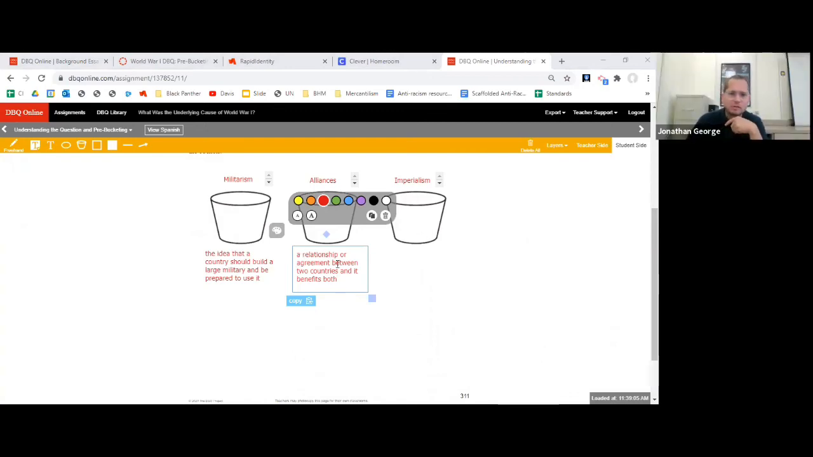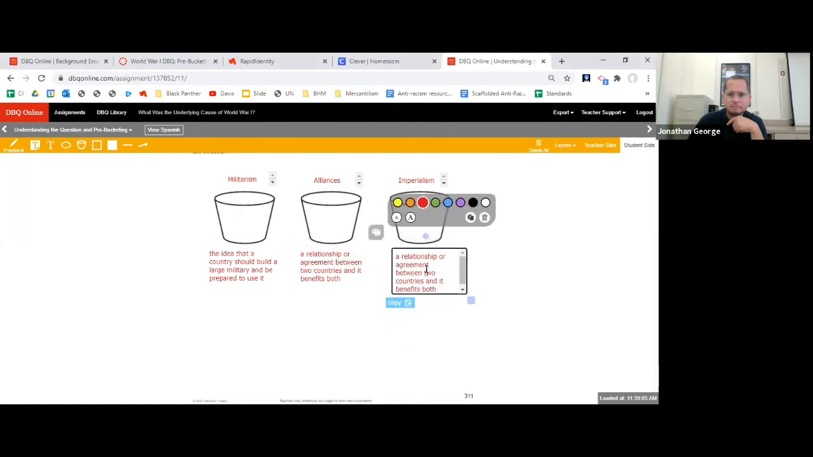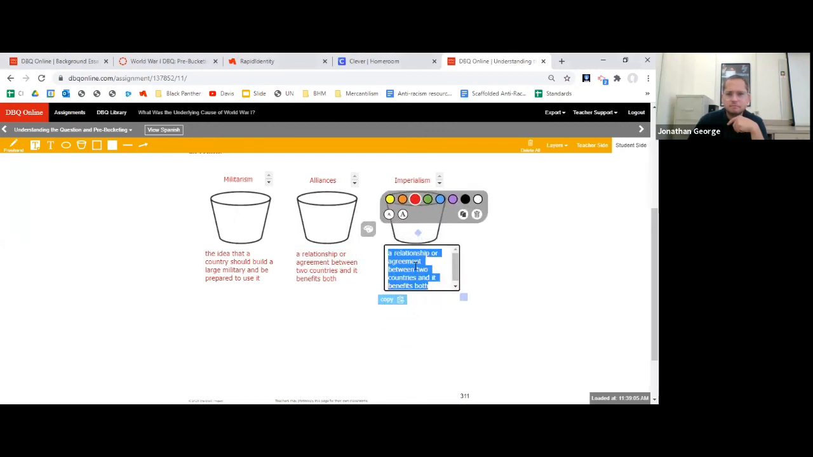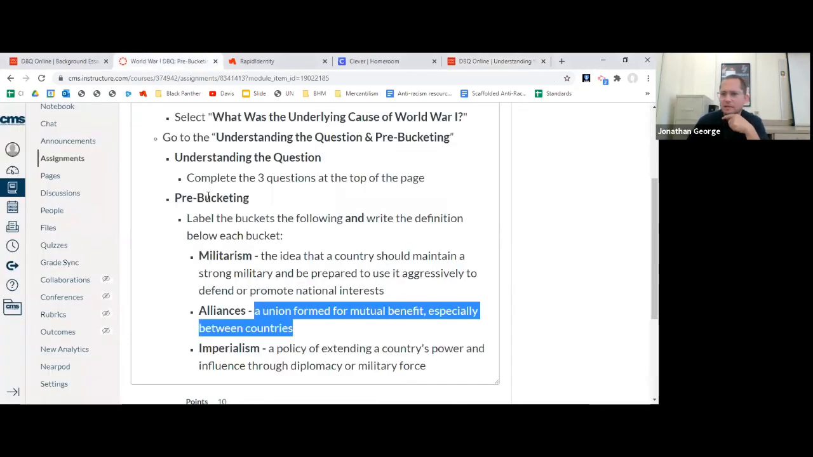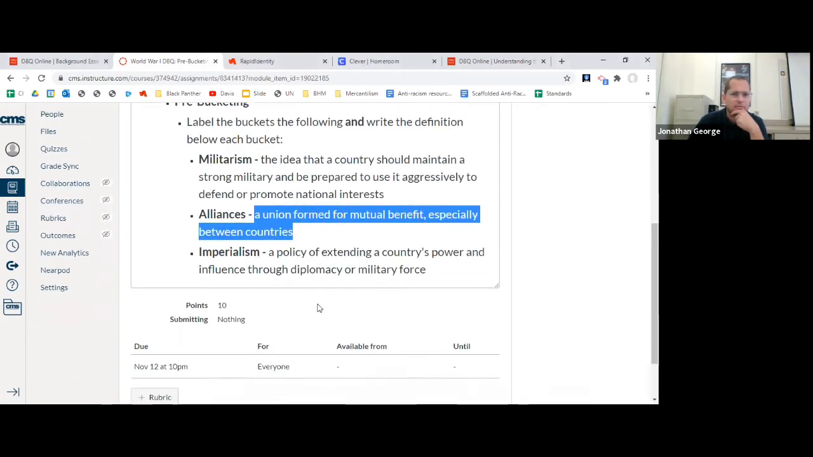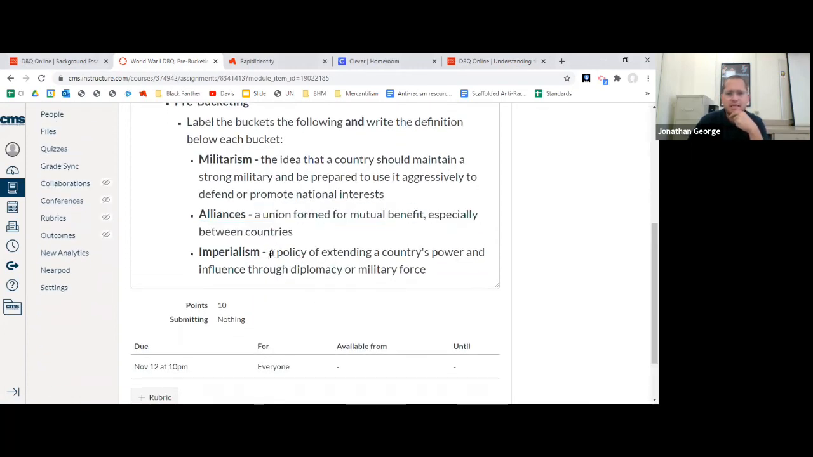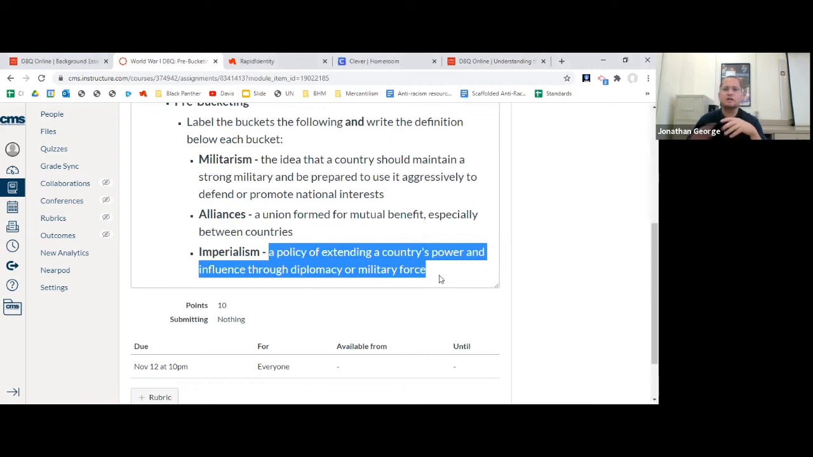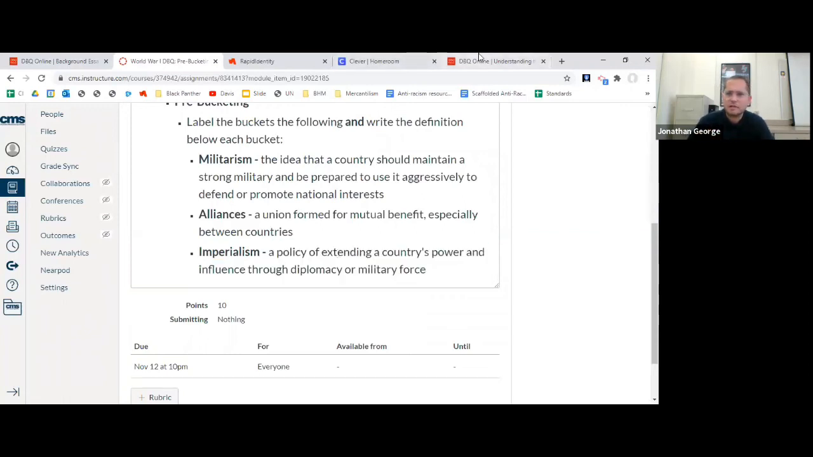And now let's move on to the last one, imperialism. Okay, let's take a look. We can go back to this. Go back here. And let's take a look. Imperialism is a policy of extending a country's power and influence through diplomacy or military force. So let's see what we can come up with here for this definition.